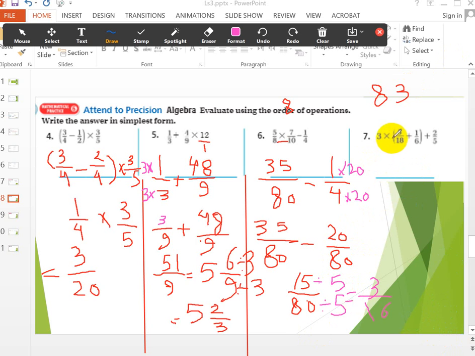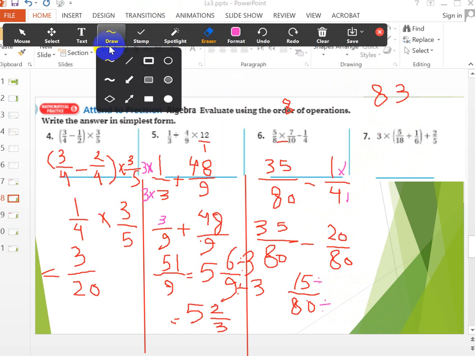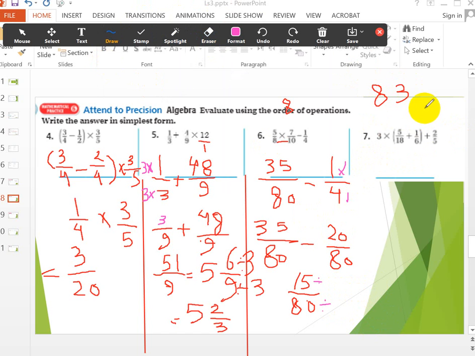Let's do number 7. I have to do the operation on the parentheses here. In parentheses I have addition, so I have to make denominators the same. How will I do that? Let's make 6 into 18. How will I make denominators the same? I can make 6 into 18 by multiplying this fraction with 3. Thank you, girls. Excellent. You like fractions.